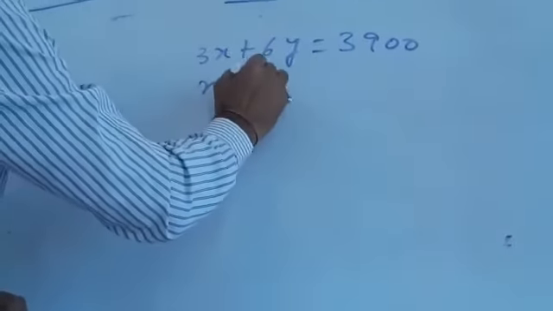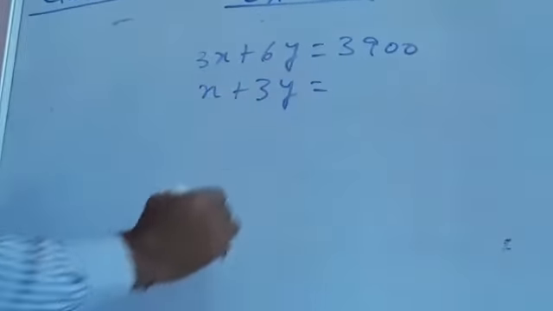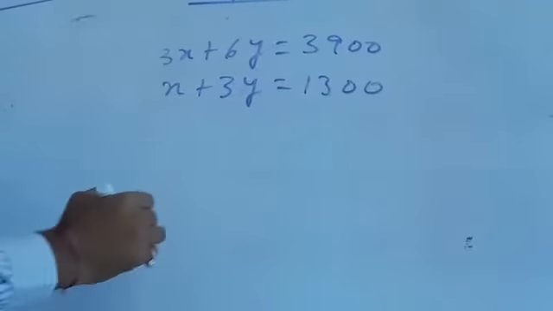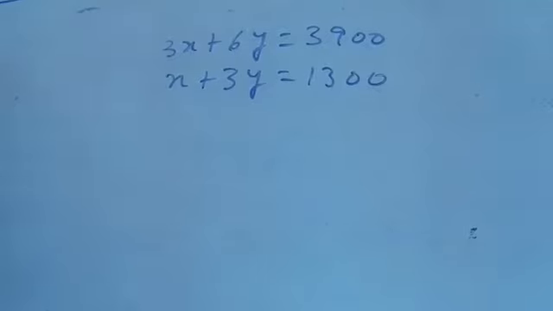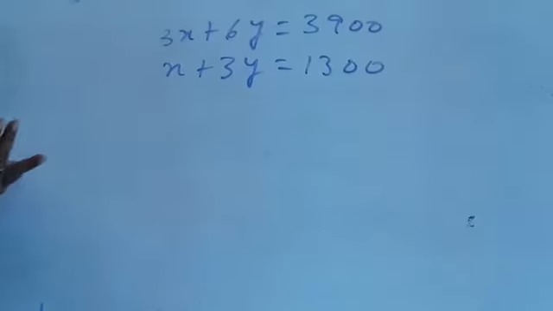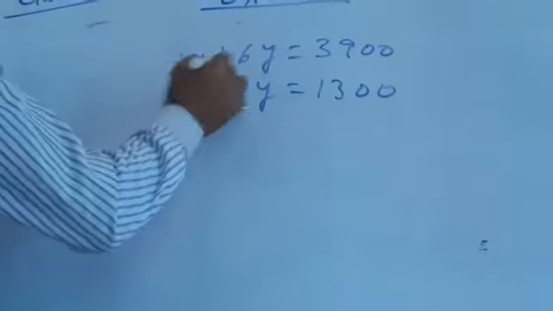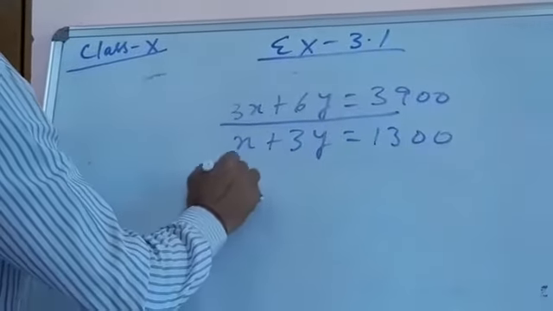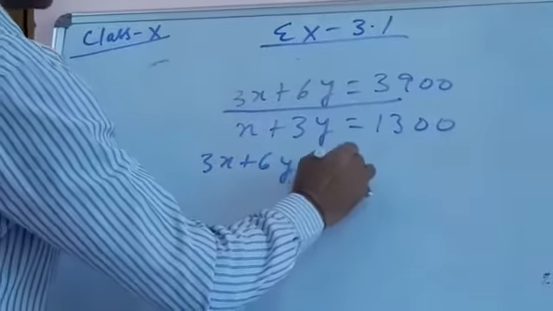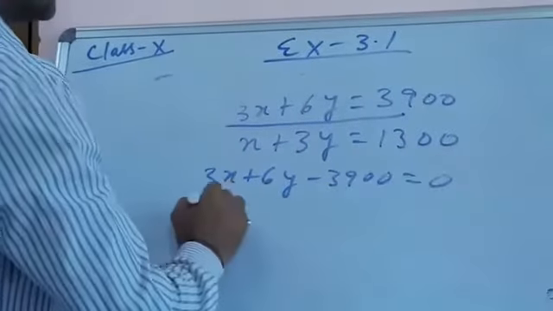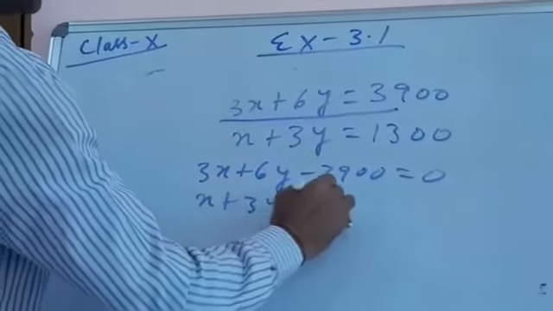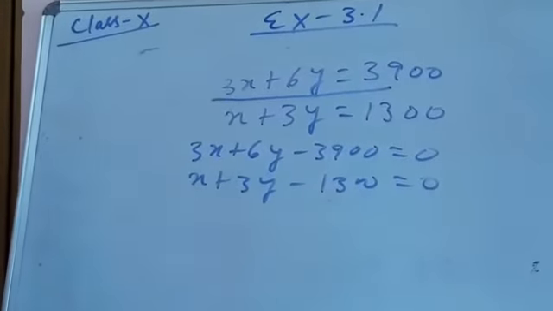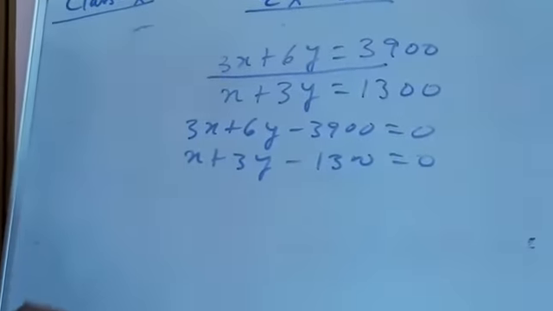And the next situation: here it says he buys another bat and 3 more balls, meaning x plus 3y is equal to what? This is 1,300. So this is the algebraic situation. If you represent this as a pair of linear equations, 3x plus 6y minus 3900 is equal to 0, and this gives you x plus 3y minus 1300 is equal to 0, and try to represent this graphically.